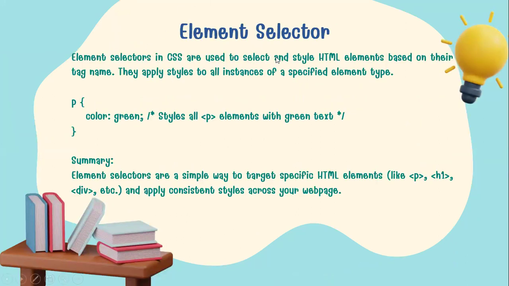So the element selector in CSS is used to select and style HTML elements based on their tag name. Okay, so you work with tags. So now we are going to style them based on their tag names. Yes, just as we just styled based on tag names. So this is the same way you do the element selector.